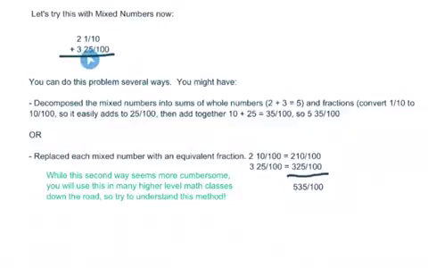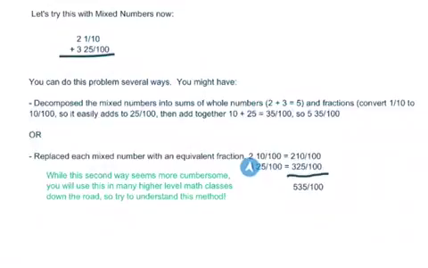Notice I couldn't convert my 25 hundredths down because 25 is not a multiple of 10. So I can't make this the tenths. I have to make the tenths hundredths. Alright, so I could have done that, or I could have done this method.